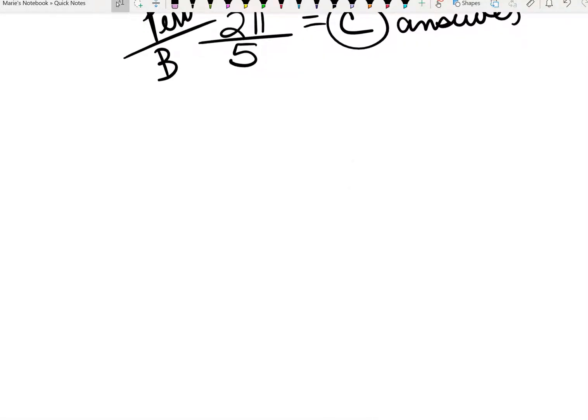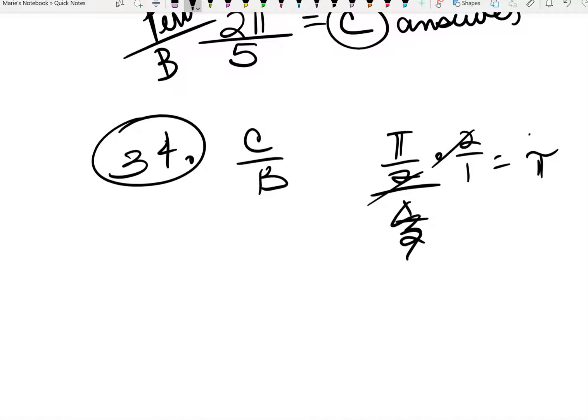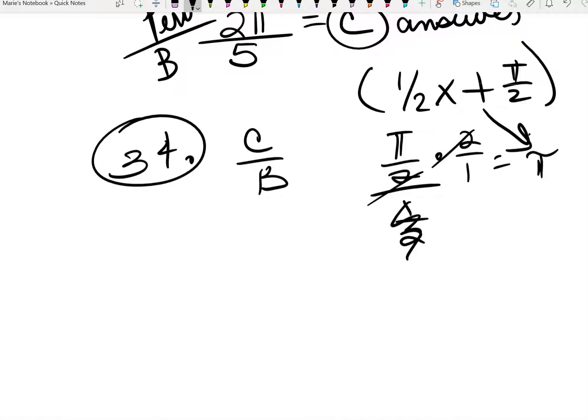Okay, so number 34. 34 wants you to look for the phase shift. And so again, the phase shift is C over B. You can simply see that this is pi over 2 over 1 over 2, which if I do keep change flip, I end up with 2 over 1, which the 2's cancel, leaving you pi for an answer. You'll notice in the equation, in the part where you have 1/2 x, it's a plus pi over 2. So here's how I always tell people to remember the shift. The word plus contains an L, which means go left.